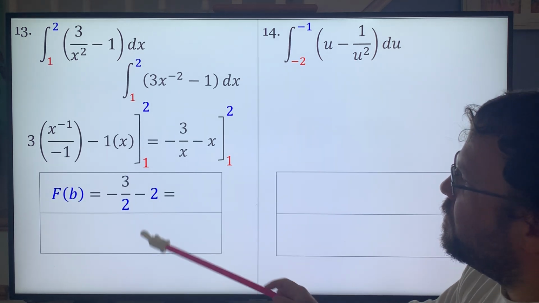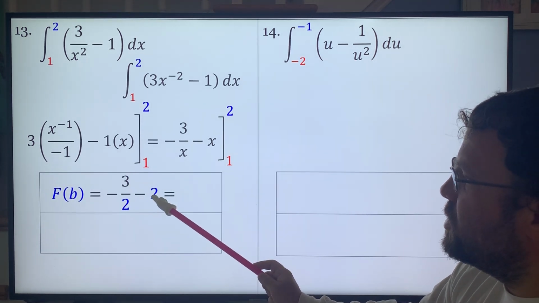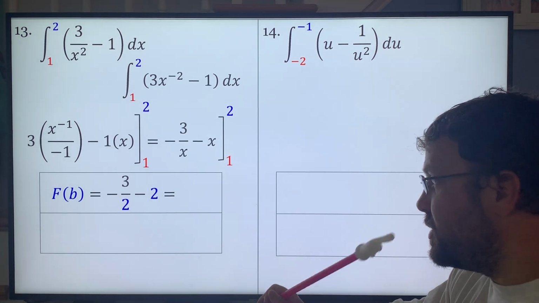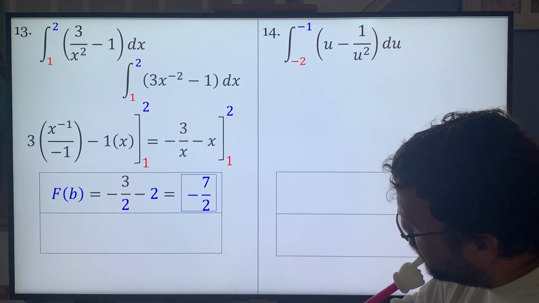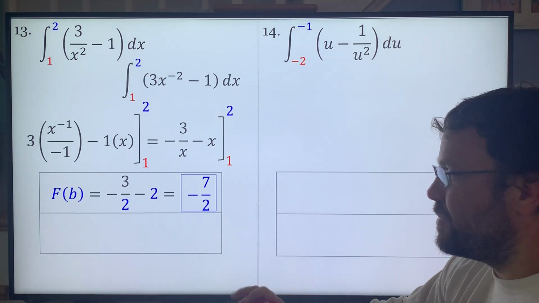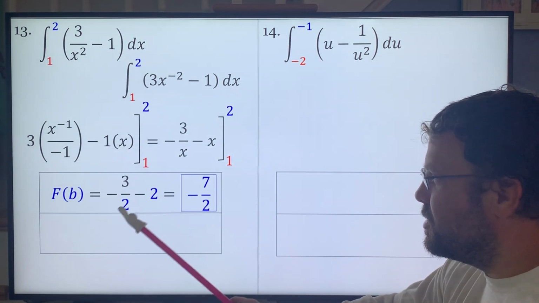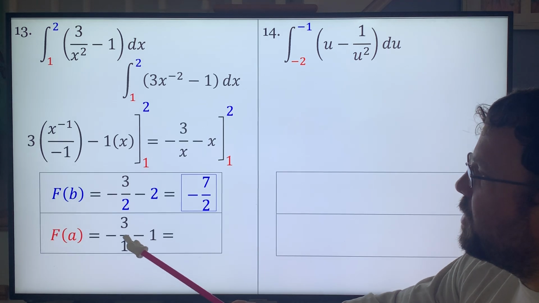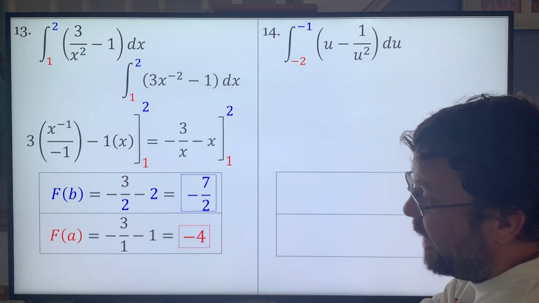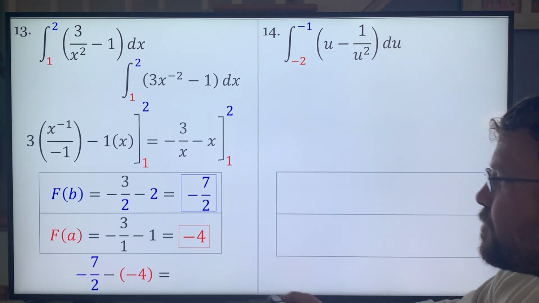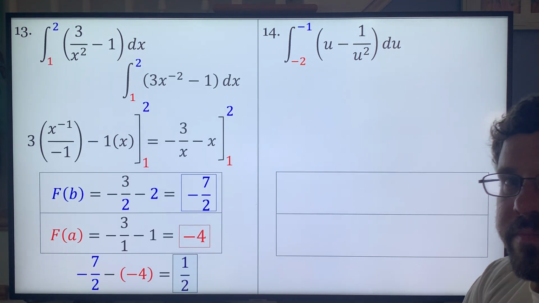I like to put it here, though, because it's easier for me to do this in my head. So, -3 over 2 minus 2, or -3 over 2 minus 4 over 2... sorry, math a little slow today. Put 1 in here, -3 over 1. So -3 minus 1 is -4, -8 over 2, if you want to put it that way. Subtract the 2 and you get a half.